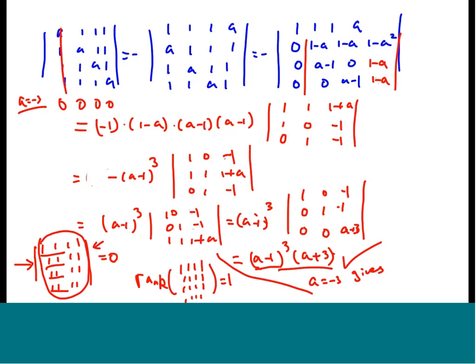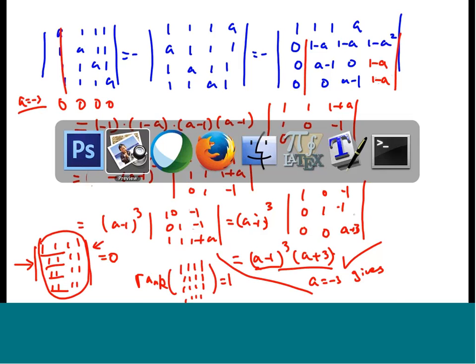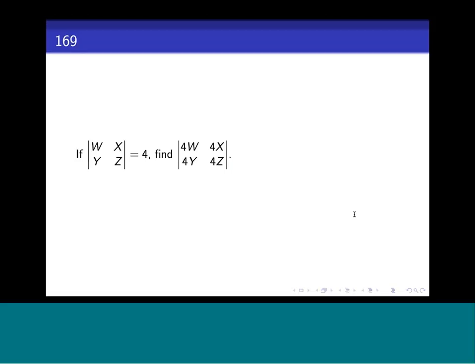Okay. 169 is pretty straightforward. You just say what it is. That's all. 169: if w, x, y, z equals 4, then what is the 4? Same thing. Oh no, 16 times 4. 16 times 4, exactly.